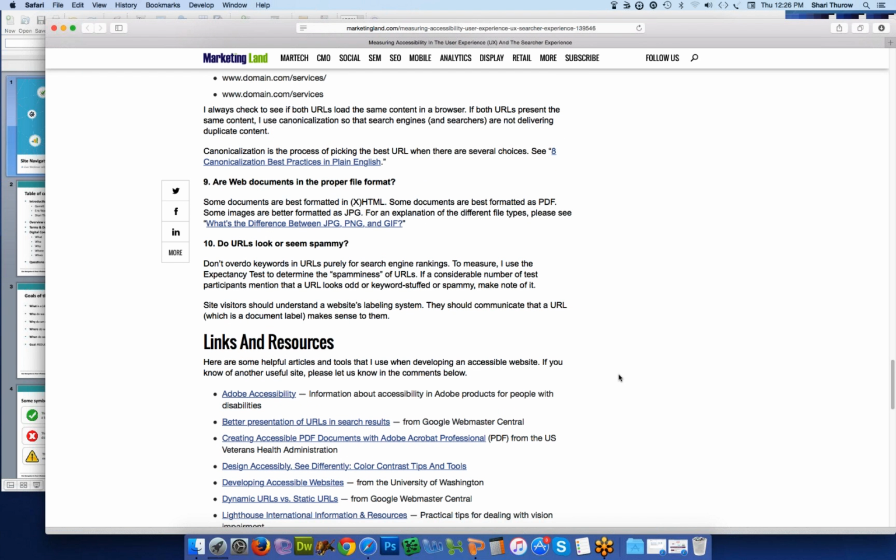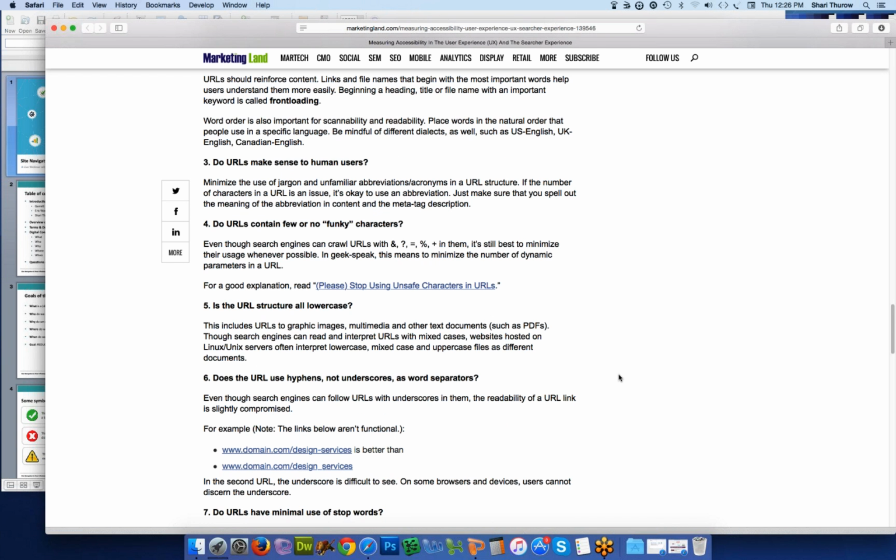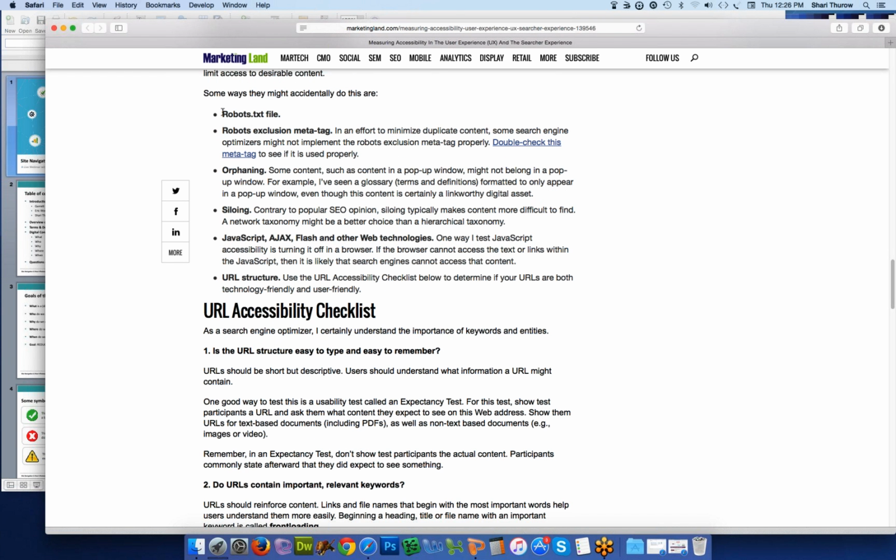Again, it has a URL checklist, and it also warns you could be preventing access to your URLs by robots exclusion, by orphaning, siloing, and using technologies that could really affect your URL. So this is a good checklist.